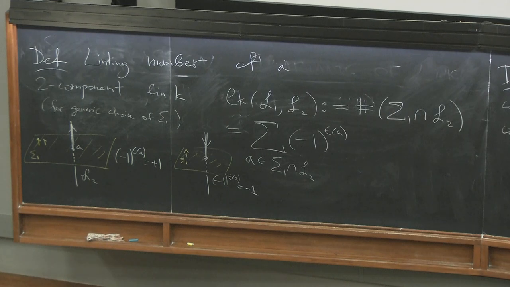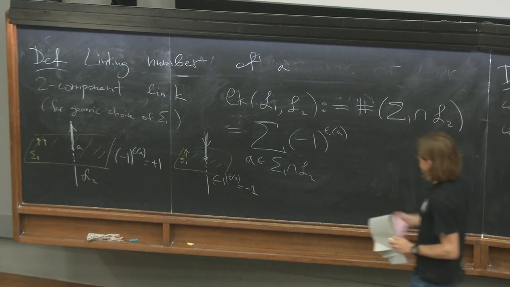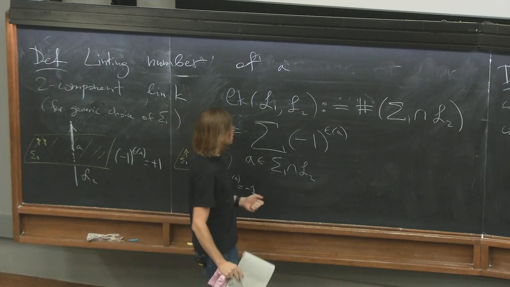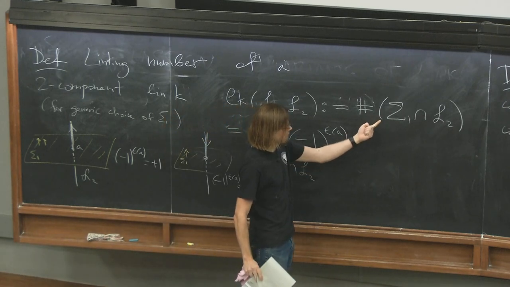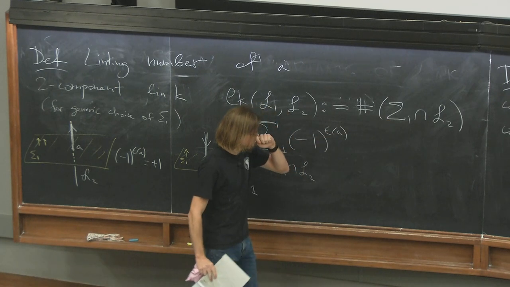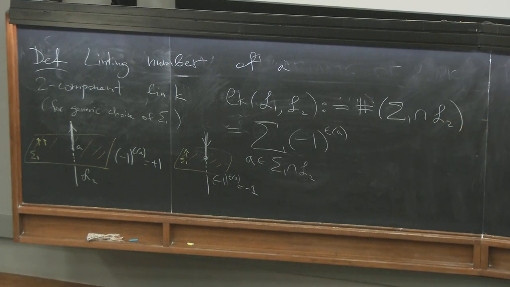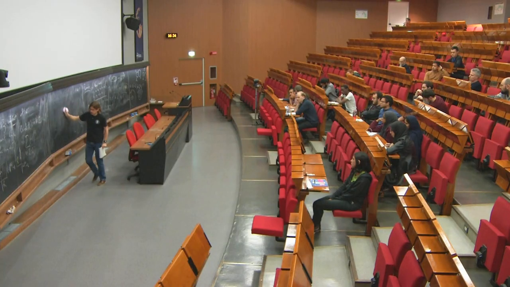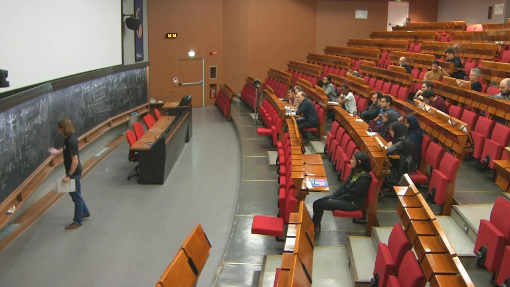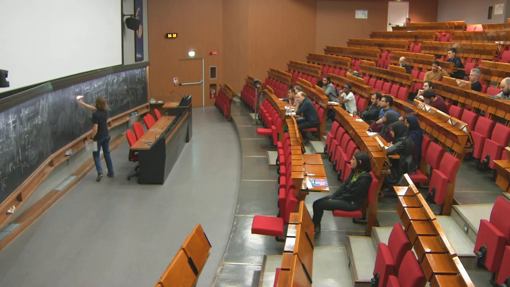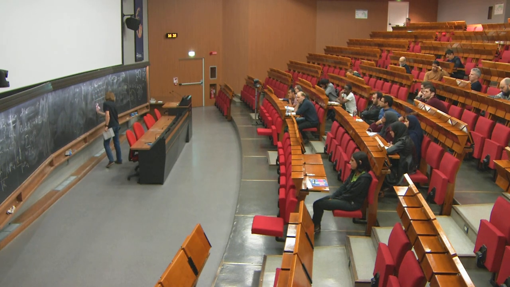Again, this definition, first of all, one has to do some checks. First of all, we used a choice of Seifert surface here. For this to be well defined, one has to check that this is independent of the choice of Seifert surface. And the second question, is it actually invariant? One has to check that this is indeed invariant under the ambient isotopy that we can use to distinguish those examples.